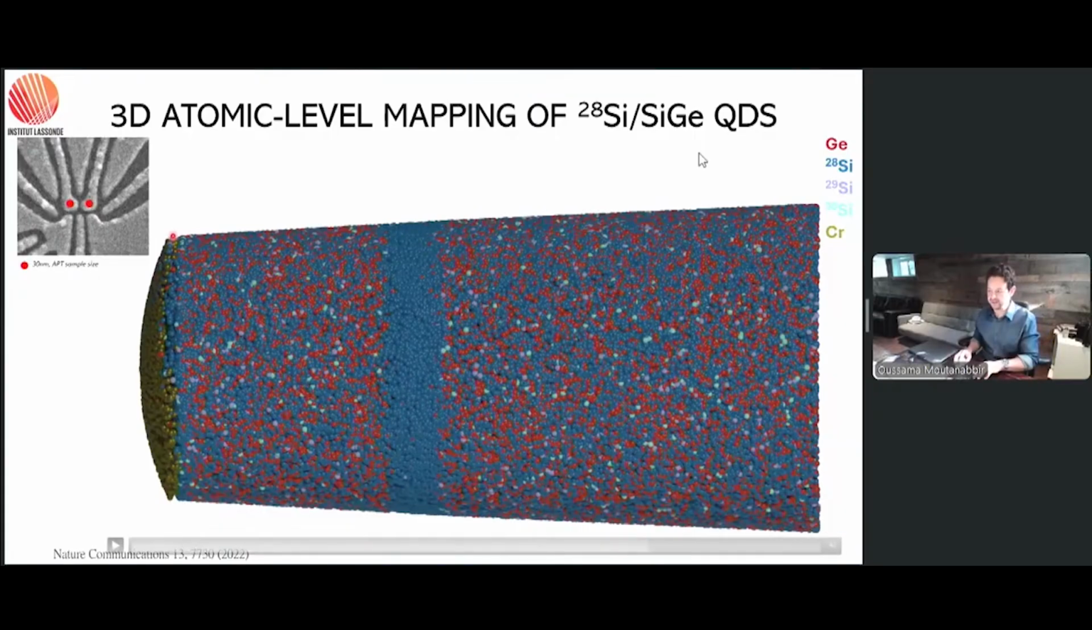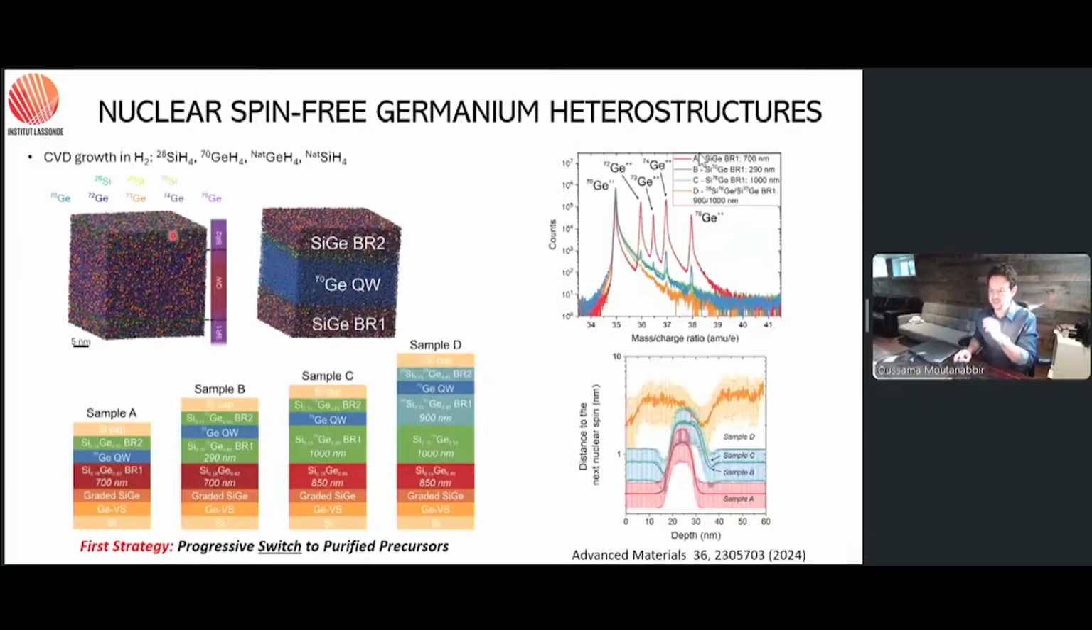Okay, so let me now take you to the challenge in germanium heterostructures. All the CVD growth was done in hydrogen, with hydrogen as a carrier gas. I showed you that we are using monoisotopic precursors, silicon-28, silicon-70, and we are also mixing with natural germanium. One element that we need to consider is that these precursors are very expensive, which means the growth process should consider how much you consume.